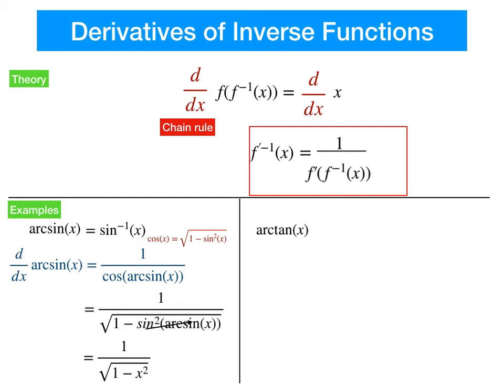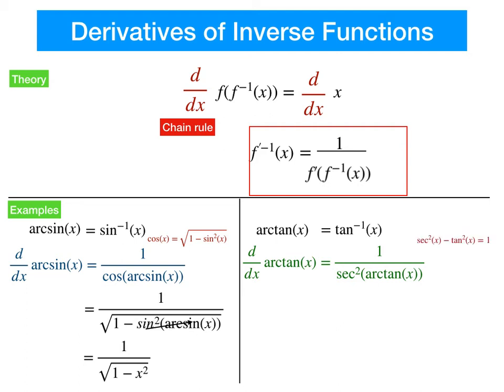How about arctangent of x? Arctangent is the inverse of tangent of x. And again, using the definition above, we can find that the derivative of arctangent equals 1 over secant squared of arctangent of x, because secant squared of x is the derivative of tangent of x.